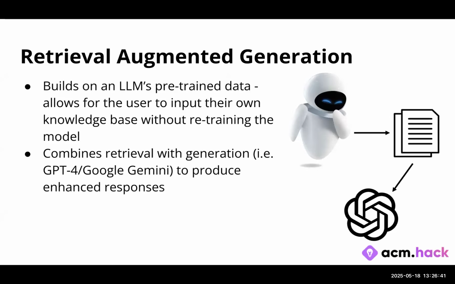What this means is that an LLM is already pre-trained on a set of data. Let's say you have your own data that you want the LLM to use. A RAG system allows you to do that without having to retrain the whole model. So it's much faster and you can produce your own results. It combines retrieval, which is basically getting your own data, with generation in the LLM to produce enhanced responses.